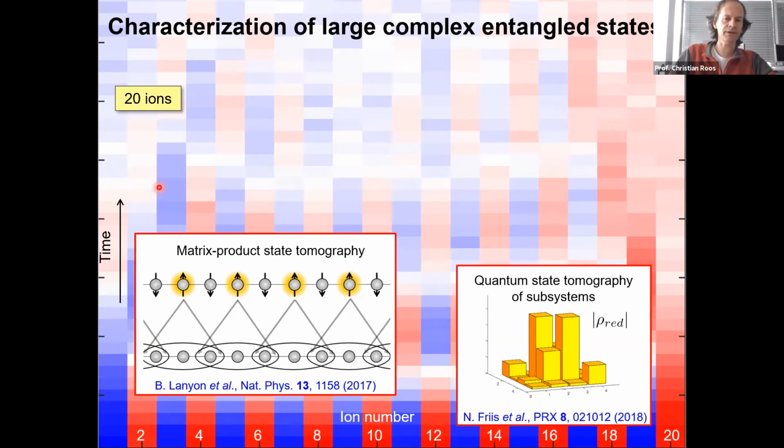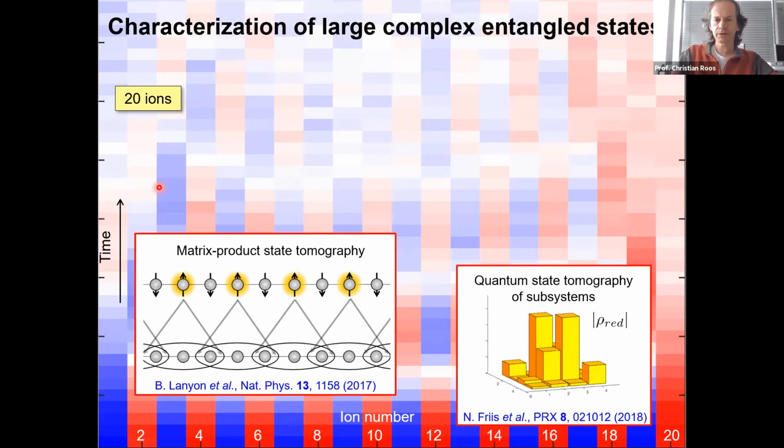And then there are techniques for reconstructing the state using a limited set of correlation measurements, and then you can do further measurements in order to check how close your experimental state might be to the reconstructed matrix product state. So that's something which is good if you want to check the initial dynamics, and then you have maybe some tools that are scalable in the number of ions.